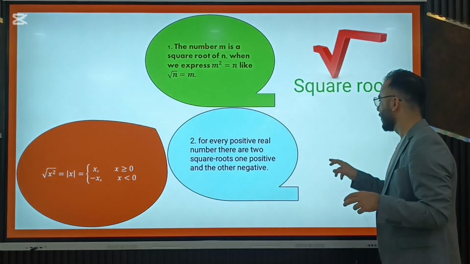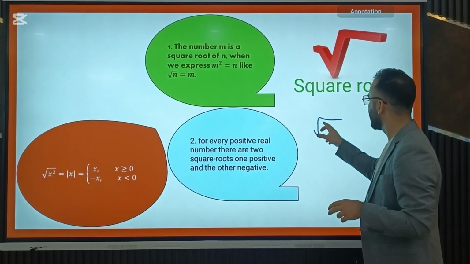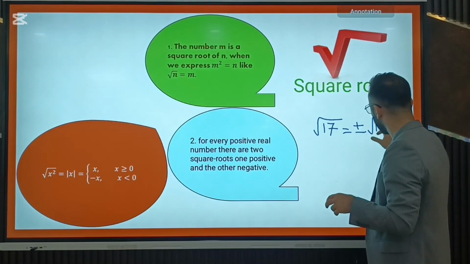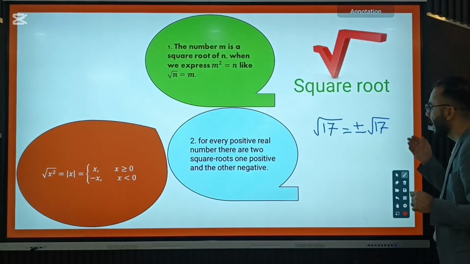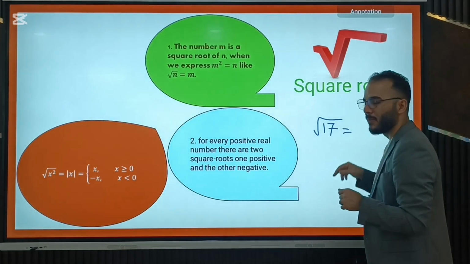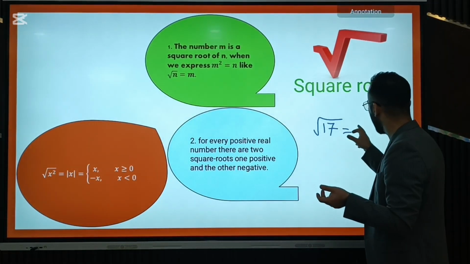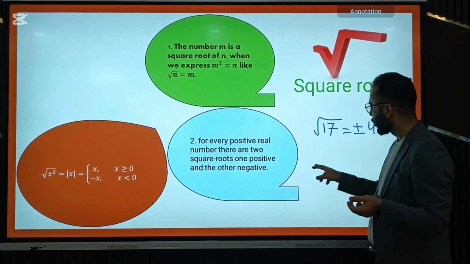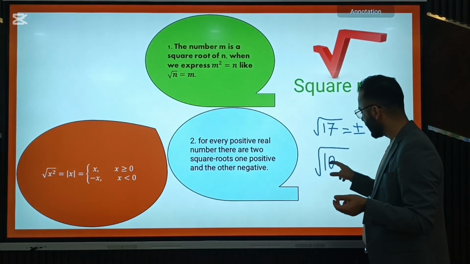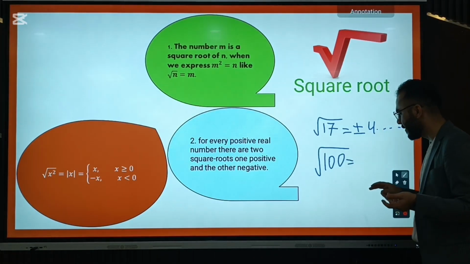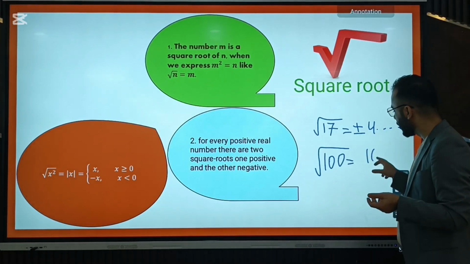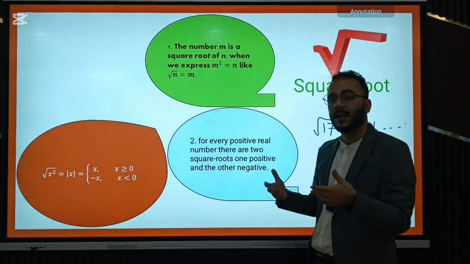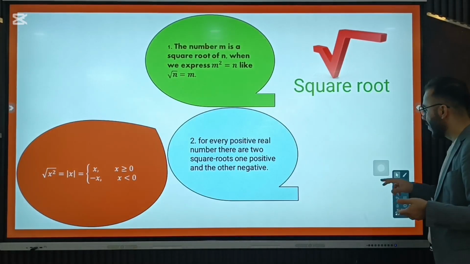For instance, one more example. Let's say square root of 17. It's equal to positive and negative square root of 17. Okay? We don't know exactly how much square root of 17 is, so it might be equal to something like 4 point something. All right. So square root of, let's say, 100. Since it's a perfect square, it's easier to understand. Square root of 100 is equal to 10, but with positive and negative, because 10 times 10 is equal to 100, and negative 10 times negative 10 is equal to 100 as well.